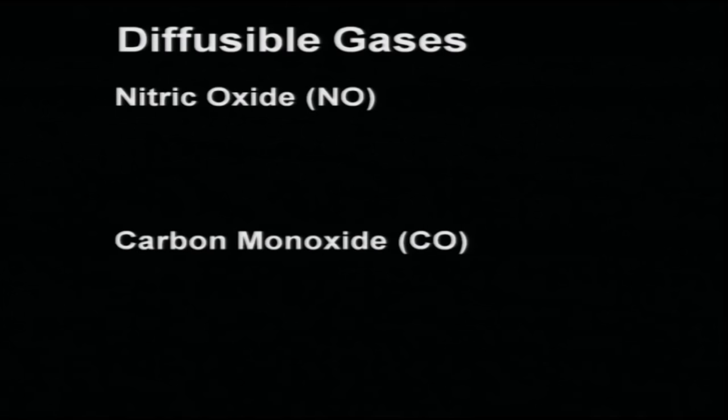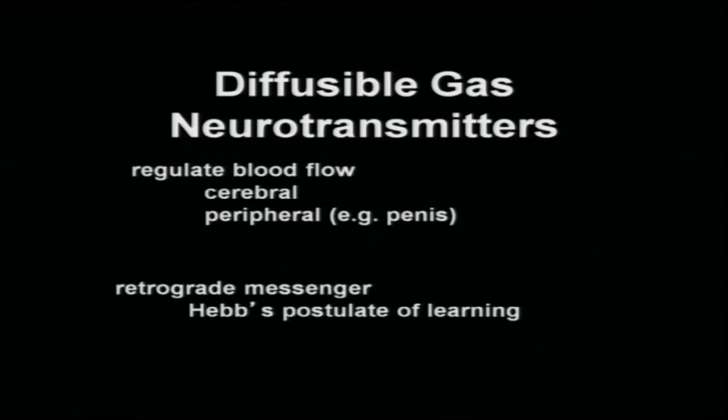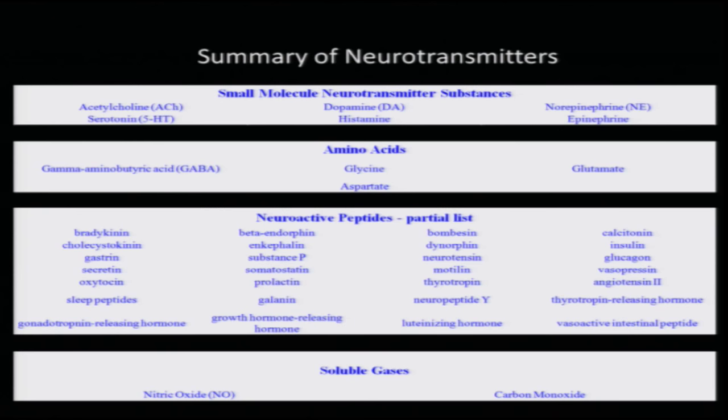nitric oxide. These are diffusible gases. We'll just skip these details. They actually regulate the blood flow in the brain and periphery. Especially this nitric oxide is the basis of this common drug called Viagra, where it controls the blood flow in the penis. So, this is a small summary.